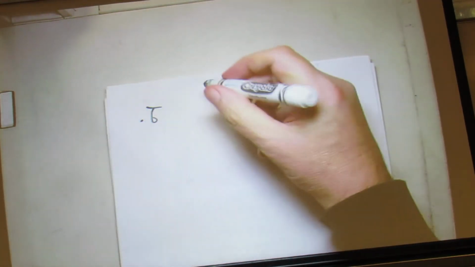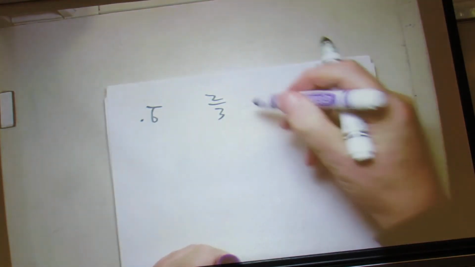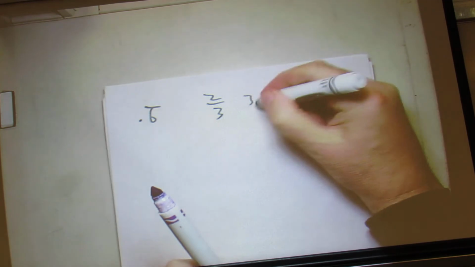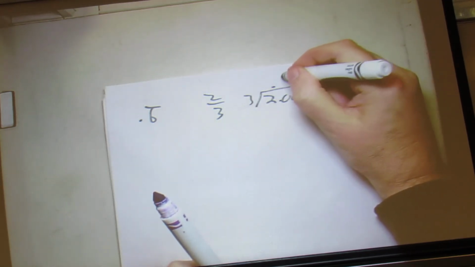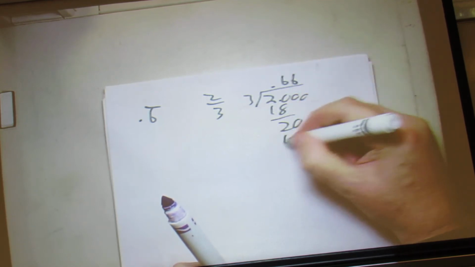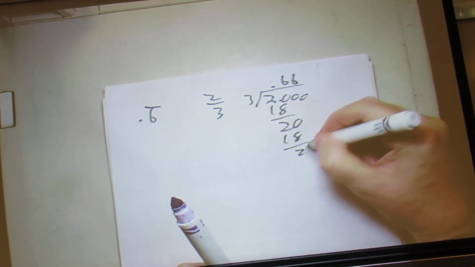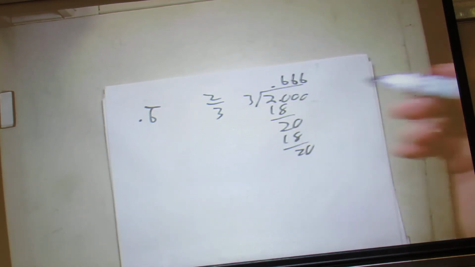If we have something like 0.6 repeating and 2 over 3. So we're going to divide 3 into 2, and we're going to get 6, 18, 2, 6, 18, 2, 6. So it is 0.6 repeating, so these are also equal.